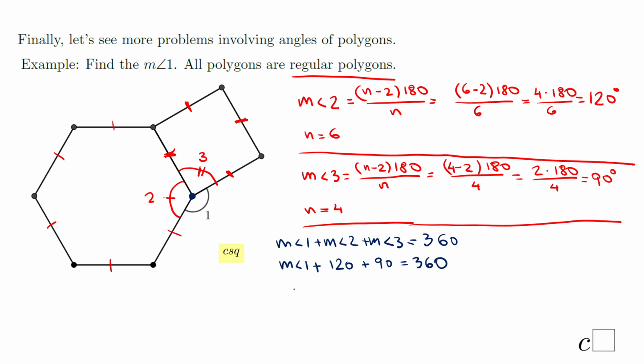And then we can combine 120 and 90, and that will be 210. That equals 360. The last step is to subtract 210, and we end up with measure of angle 1 is 150 degrees. And that's it for this problem.